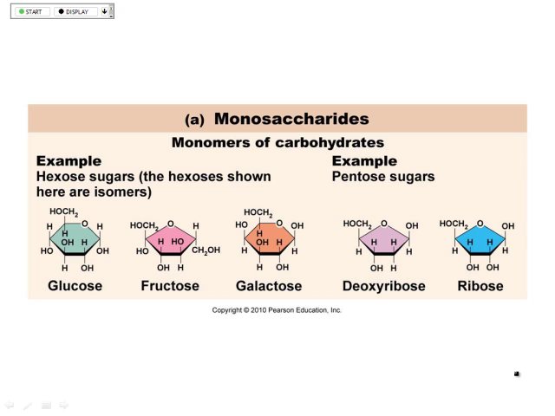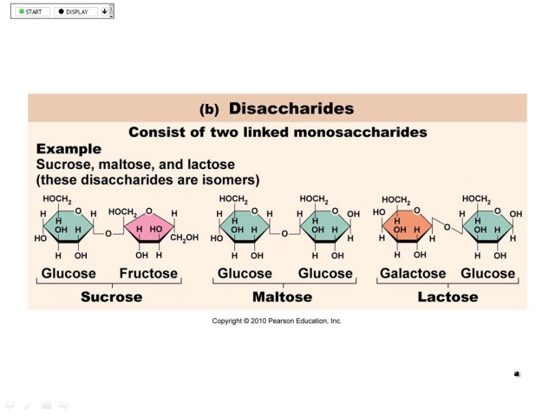Deoxyribose, C6H11O6. It's missing an oxygen, but it's still a simple sugar. And then ribose, a little bit different as well, but still a simple sugar. So these are all monomers of the carbohydrate family. When I bring these monomers together in different combinations through what type of reaction?